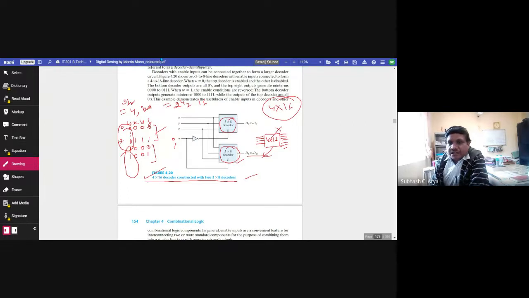So in digital electronics, for that sake, we emphasize more on the logic. With the help of logic, we can realize a complicated circuit with the help of simpler circuits. And in this way we get the benefit out of it. Otherwise, by definition, we can implement this 4 cross 16 also, but if we have two 3 cross 8 decoders and one NOT gate, we can realize this circuit.